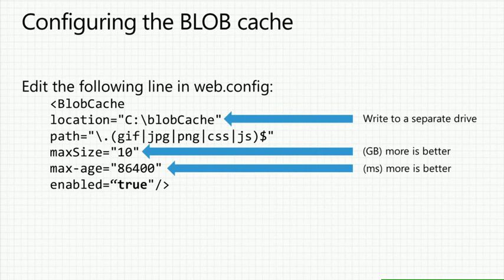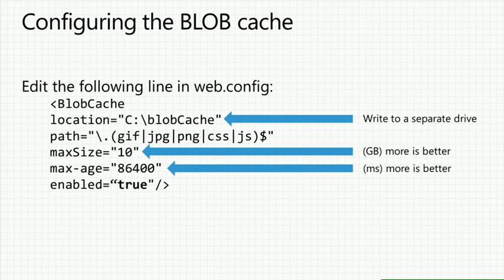So a couple of other parameters that are important here is the location. This is where on disk the cache is going to be. You generally don't want this on your system drive. That's a bad idea. You want this on a separate drive so you're not filling up the system drive. And then a pipe delimited list, which is in brackets here, of the file types to cache.